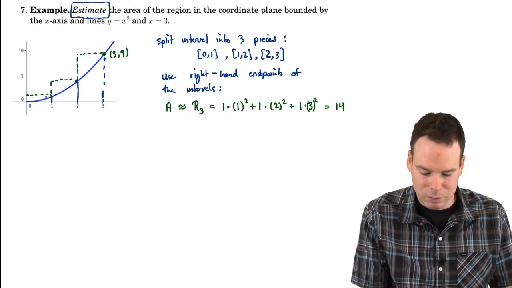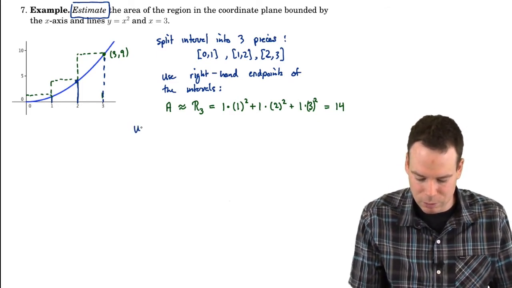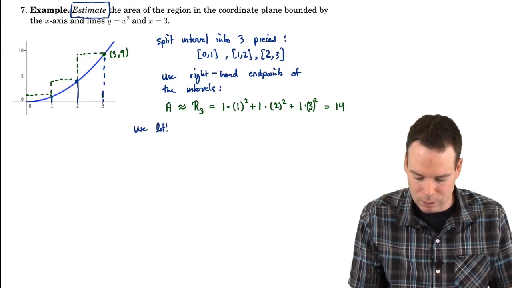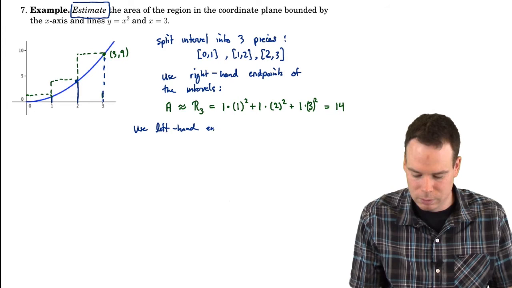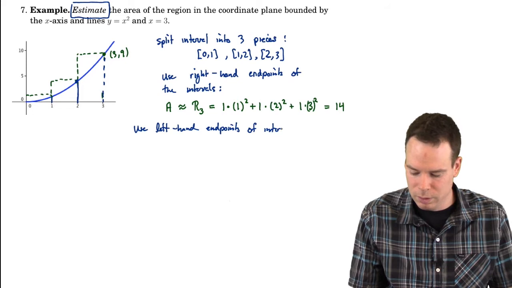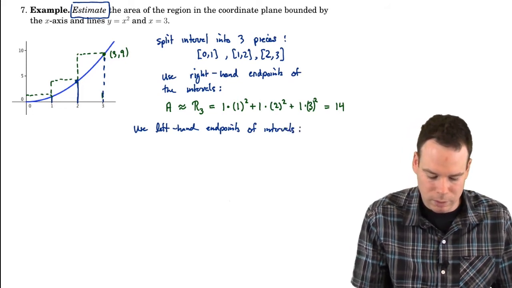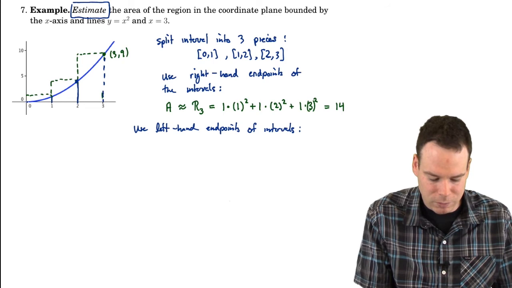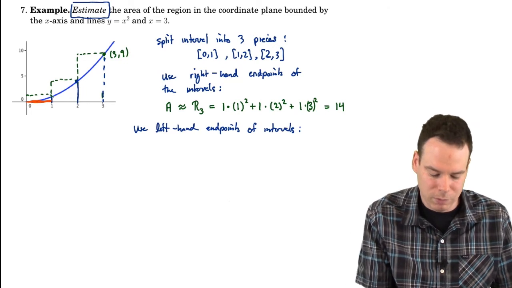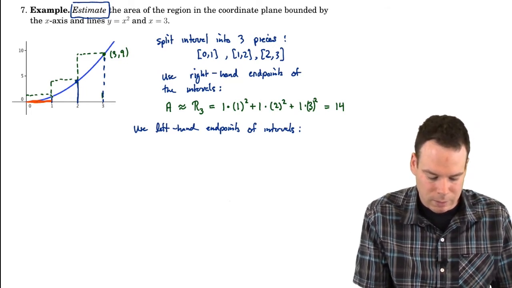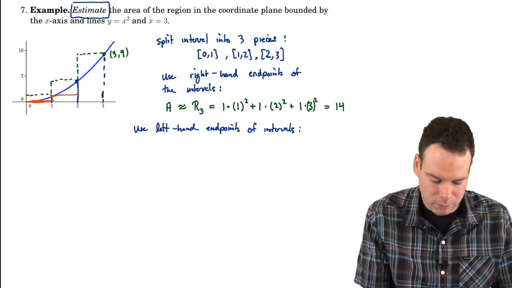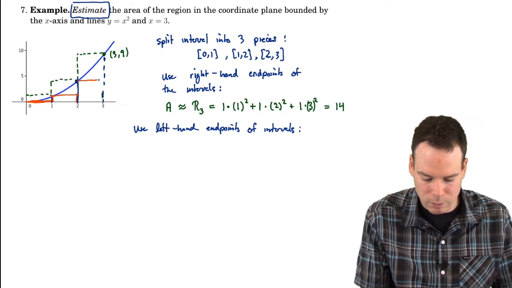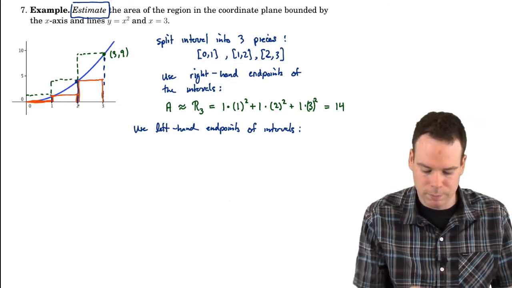Here's the fun part. We can actually use the left-hand endpoints to do this as well. So now use left-hand endpoints of the intervals. And let's see what that gives us. I'll use red to denote this. So the left-hand endpoint, that first interval, its height is 0. So there's no rectangle here. I'm just going to draw a horizontal line. There's no rectangle there. But if I use the height of the left endpoint for the second one, there's a rectangle that we have. And then for the third one, there's our other rectangle.